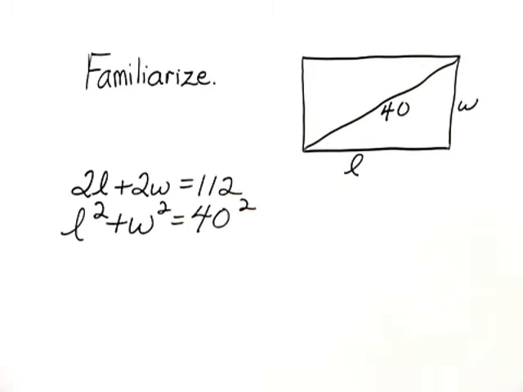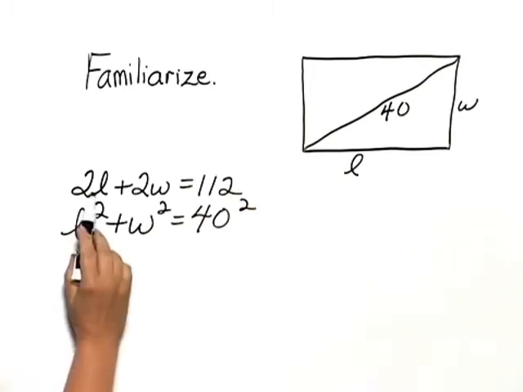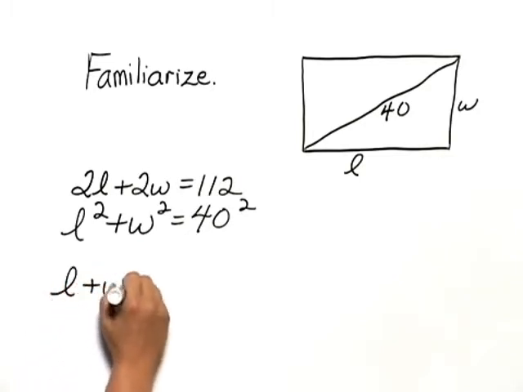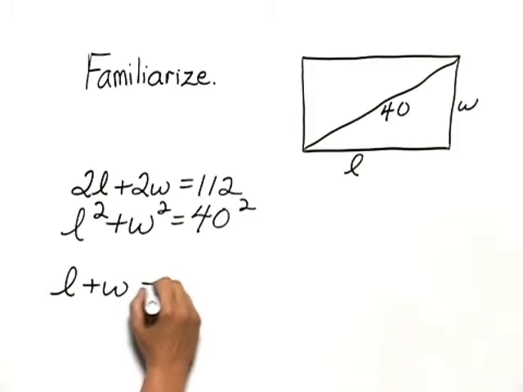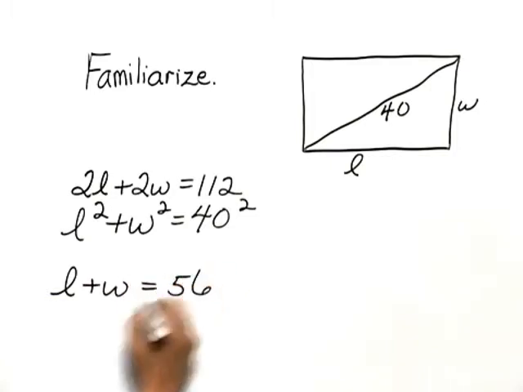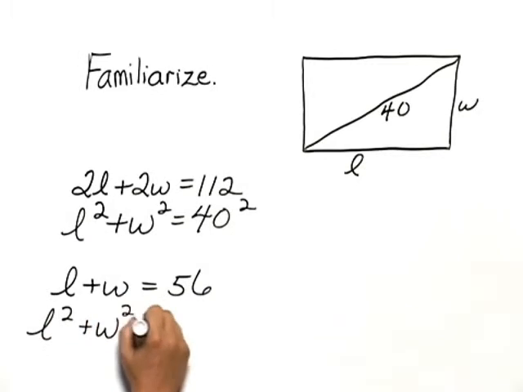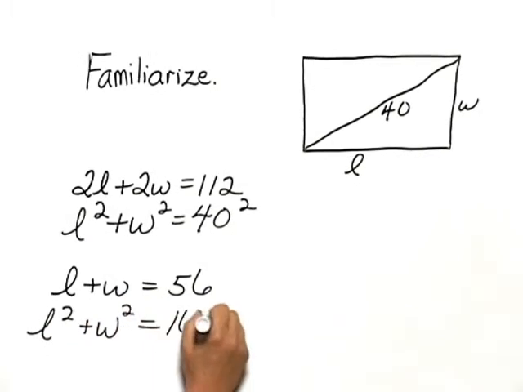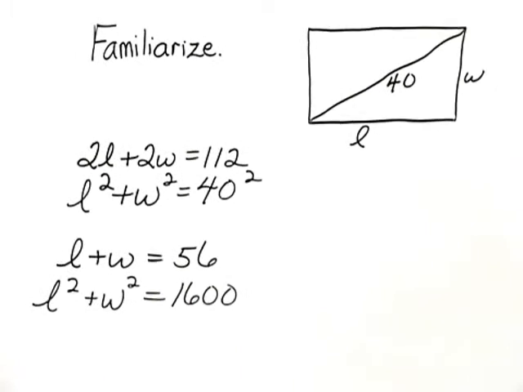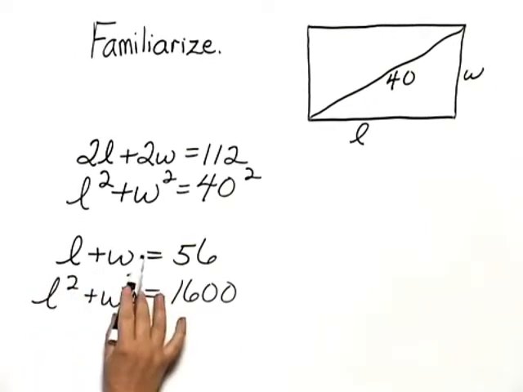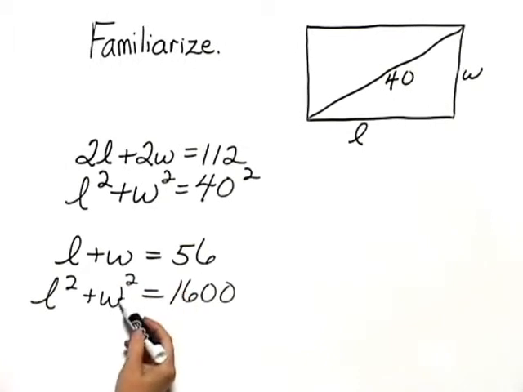Now let's simplify a little bit before we start solving. We can divide everything in this first equation by 2. That will make it an equation with smaller numbers, which gives us L plus W equals 56, and then L squared plus W squared equals 40 squared, or 1600. In order to solve this, we will solve the first equation for one of the variables and substitute it into the second equation. Let's solve for L.